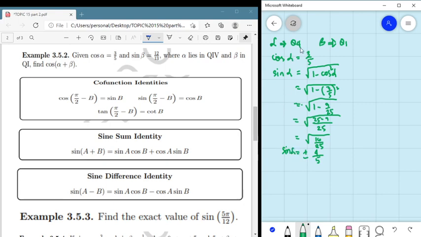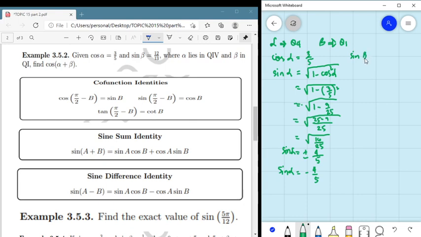Since alpha is in quadrant 4, your cosine is positive and your sine is negative. That is why we are going to use the negative sign instead of positive, so we disregard the positive sign. Therefore, sine alpha equals negative 4 over 5 because it's in quadrant 4. Okay, we have already sine alpha. Next is sine beta.